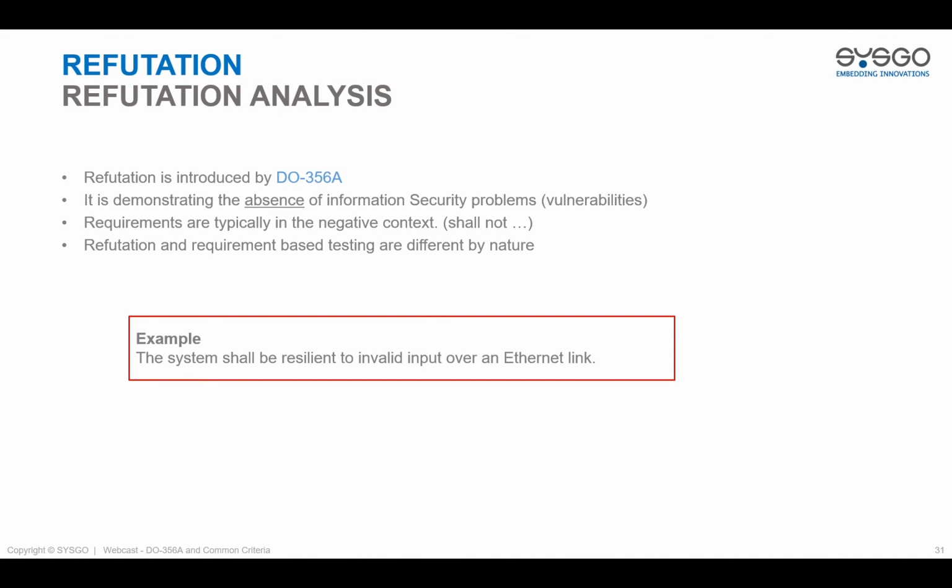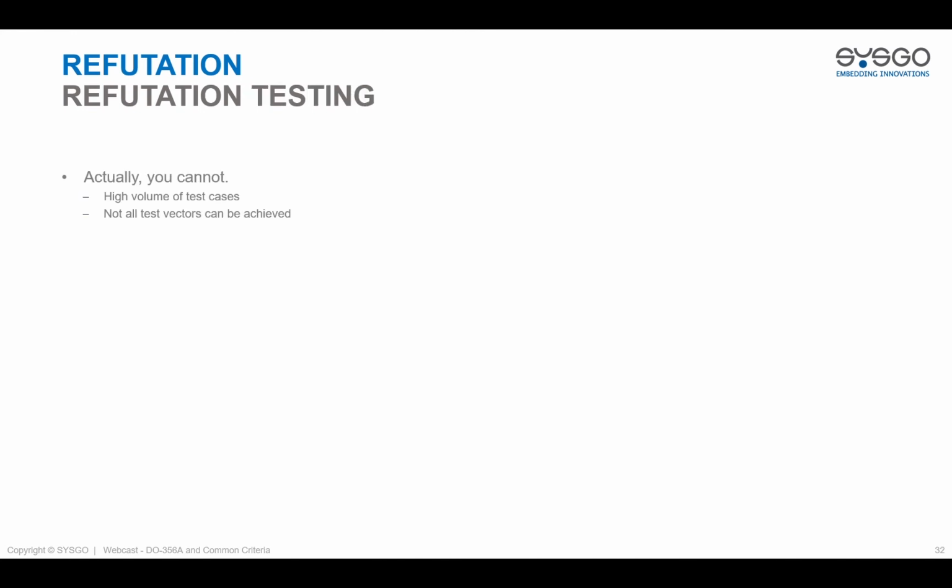An example of a refutation requirement would be: the system should be robust against invalid input over an Ethernet link. Well, that's a very strong requirement. How would you be able to test this? Actually, you cannot, because you need a high volume of test cases and you will never be able to test all input vectors, which means you will never be able to test all possibilities that can be sent via an Ethernet link. But you can do representative testing like penetration testing and fuzzing.